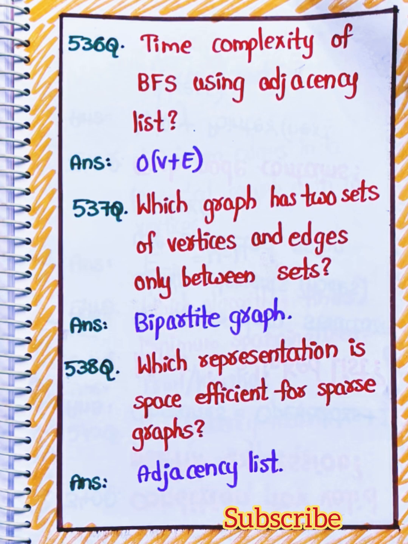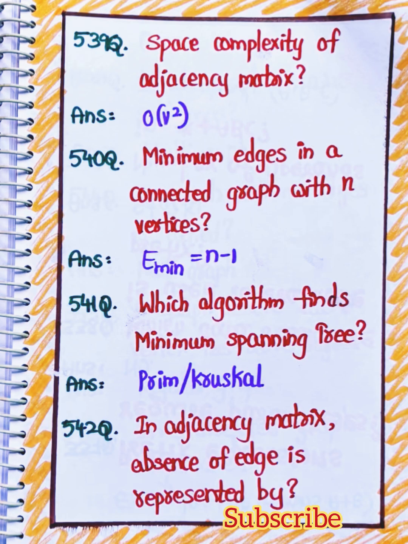Time complexity of BFS using adjacency list is O of V plus E. Which graph has two sets of vertices and edges only between sets? Bipartite graph. Which representation is space efficient for sparse graph? Adjacency list. Space complexity of adjacency matrix is O of V square.